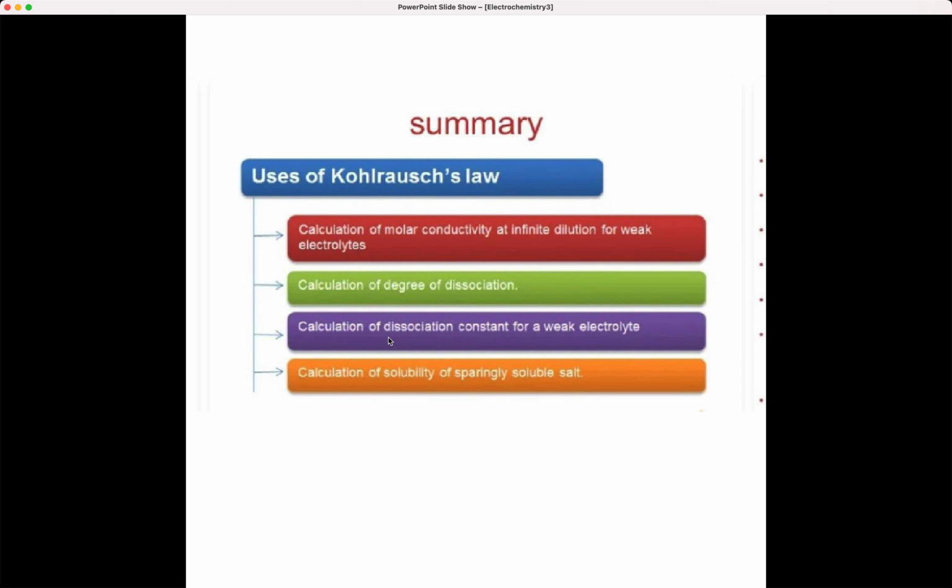Now we will go through a summary of the uses of Kohlrausch's law. Firstly, calculation of molar conductivity at infinite dilution for weak electrolytes. Secondly, you can calculate the degree of dissociation, which is otherwise very difficult to find out. Thirdly, you can calculate the dissociation constant for a weak electrolyte. Finally, calculation of solubility of sparingly soluble salts. What is meant by sparingly soluble? It's only a little bit soluble, not completely soluble. So these are the main 4 uses, given as a summary for your reference.